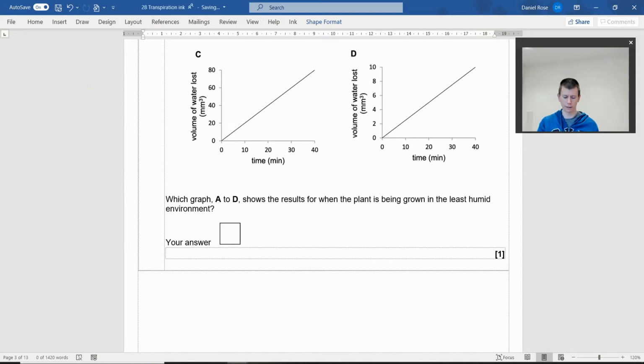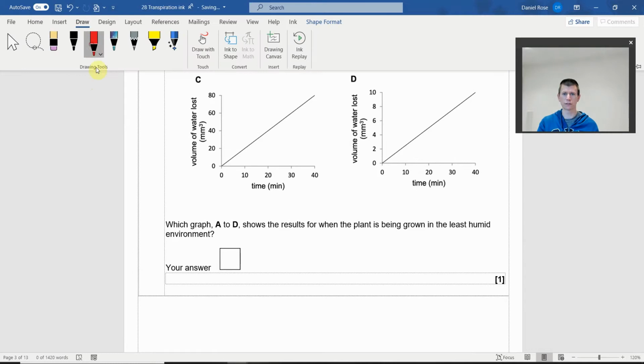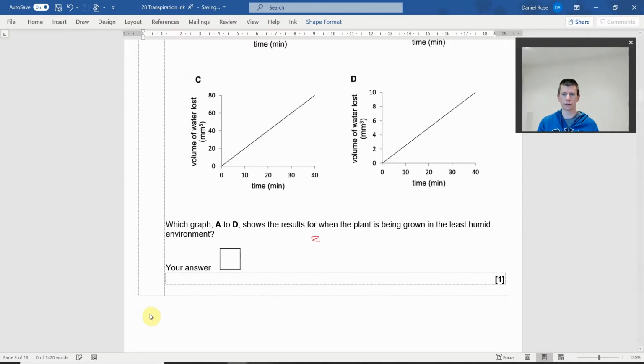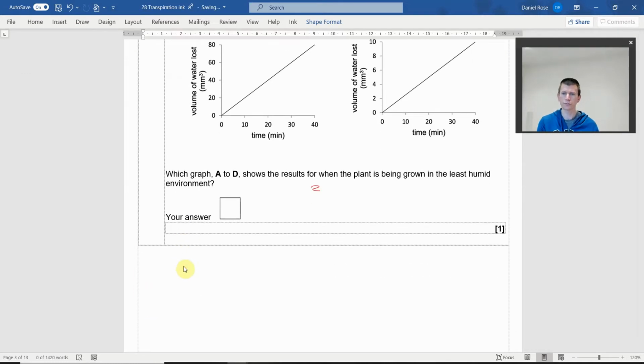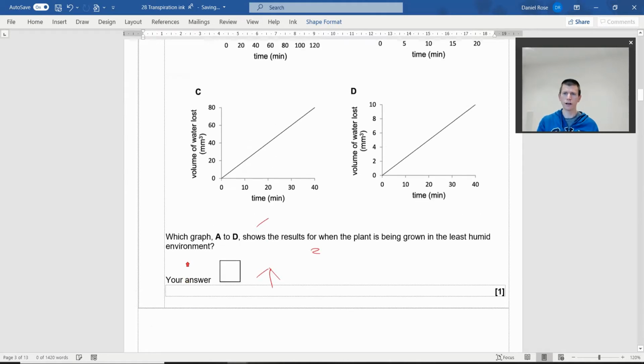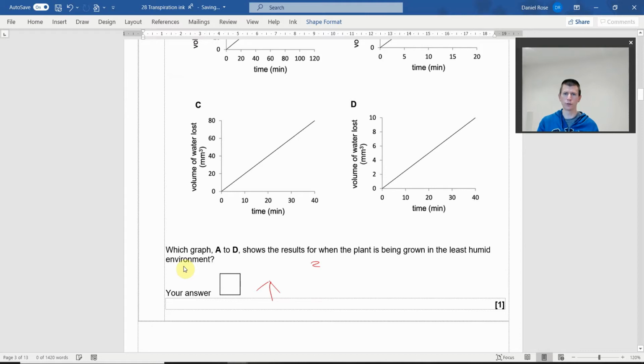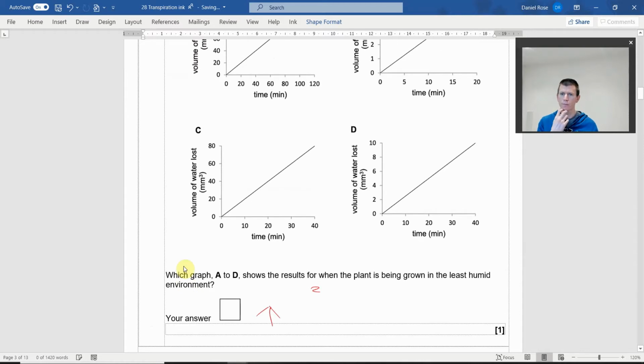It'd be really good if things didn't disappear every 5 seconds. Right, so least humid, that means it's dry, and that means it's going to lose water most quickly. So I'm looking for the one that is losing water most quickly. Again, I'm going to think like you are. So it's going to be sensible to pick some easy numbers I can do a quick bit of maths on. So this one is losing roughly 2 millimetres cubed of water per minute.